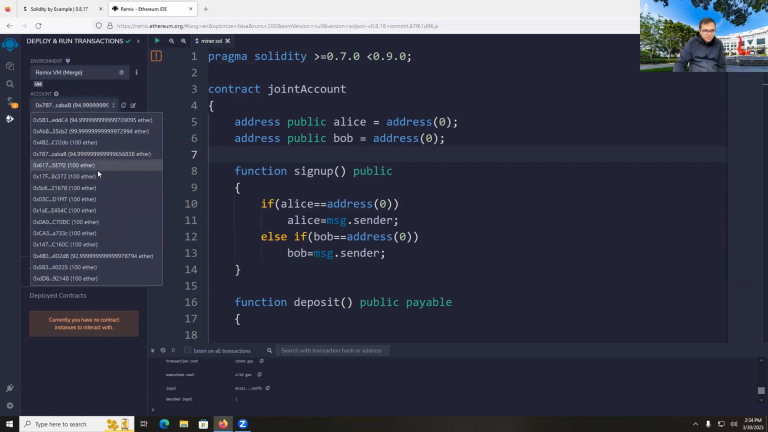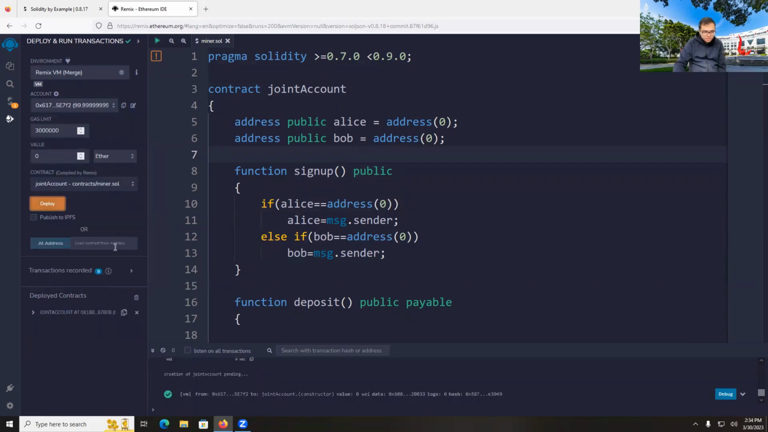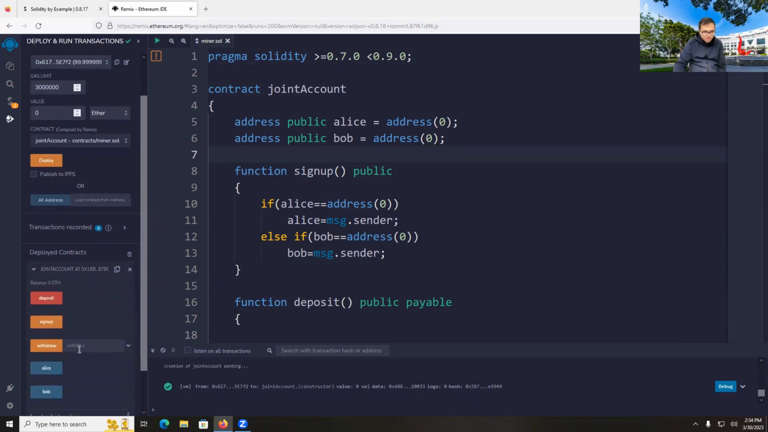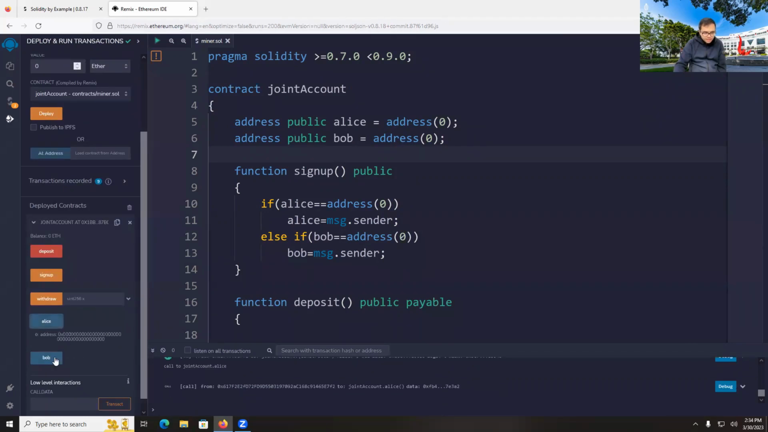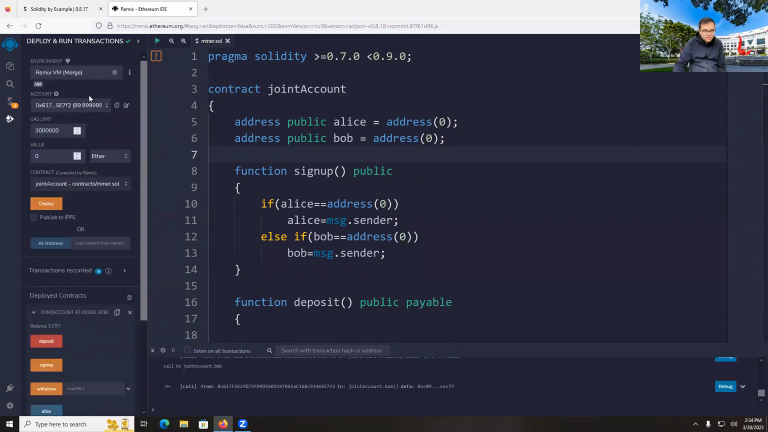Let me first deploy it using one of these accounts. Okay, I've deployed it. This is the joint account. And I can ask who's Alice. Alice is 0. Who's Bob? That's also 0 right now.